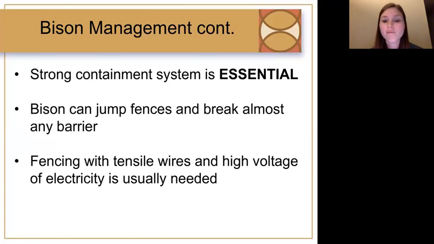And bison can jump fences and break almost any barrier that they want to. So you need fencing with tensile wires, and a high voltage of electricity is typically needed to contain that. And maybe even a little bit taller fencing than you would have for cattle. My great uncle's bison farm has a lot taller fences because they will jump a little bit higher than cattle typically, he said. So you want to make sure that you have a system that's going to keep them in, and you don't run into a situation where you've got a loose wild animal. They would be very hard to get back in.